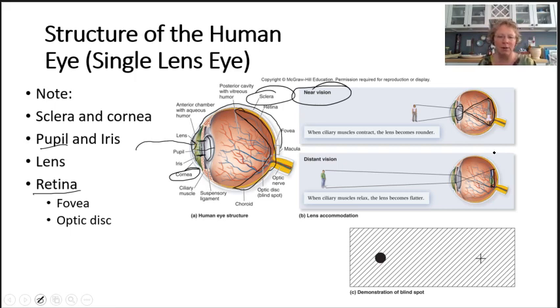What happens when people get older, and they start needing these glasses, is that our lens gets less flexible. It doesn't change shape as well for that near vision.